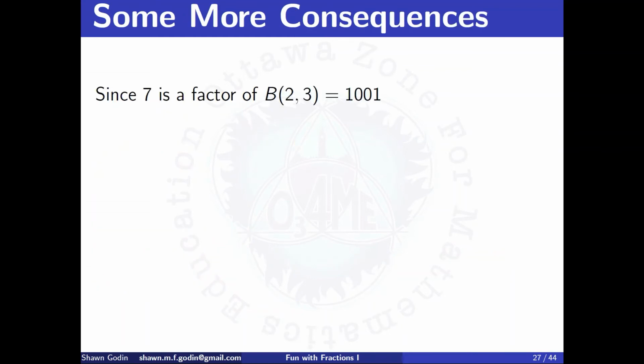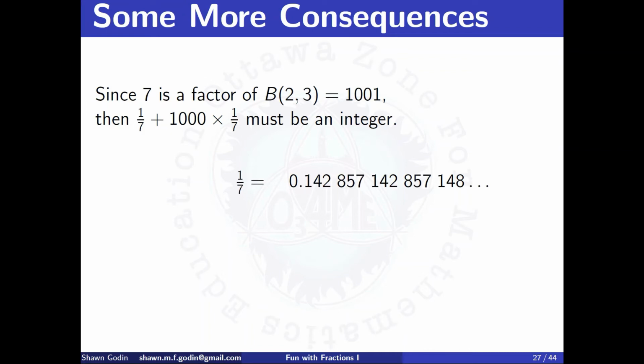And similarly, since 7 is a factor of B23, which is 1001, that means that if I divide 1001 by 7, it's going to be an integer. Another way to look at that is 1000 divided by 7, plus 1 divided by 7 has to be an integer. So what does that mean?